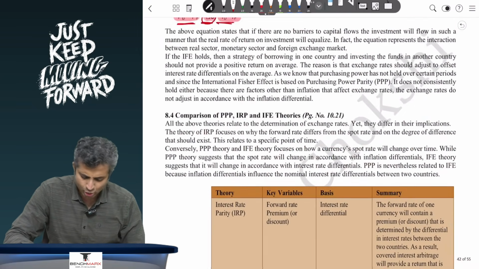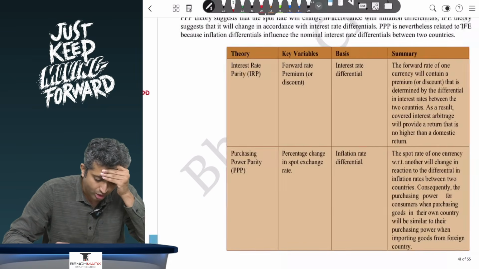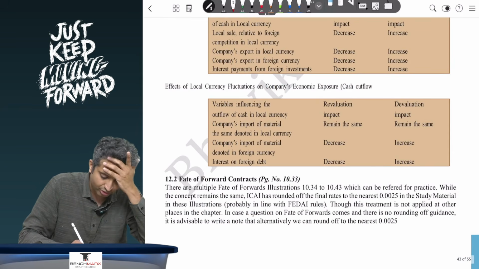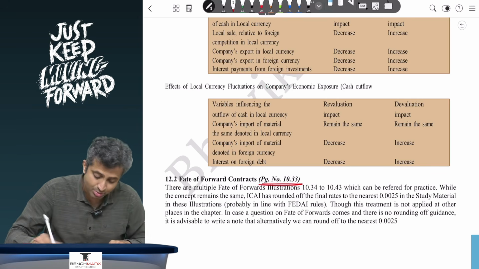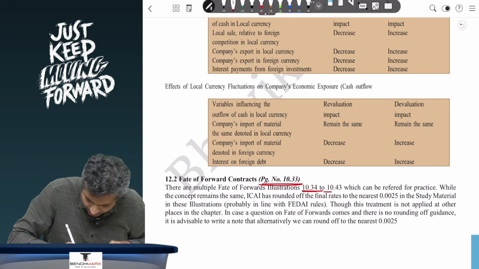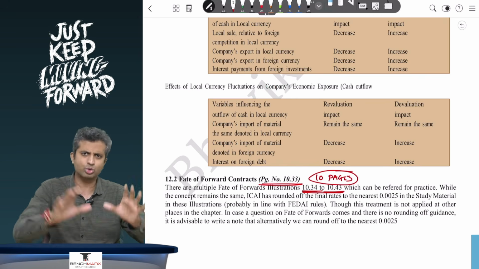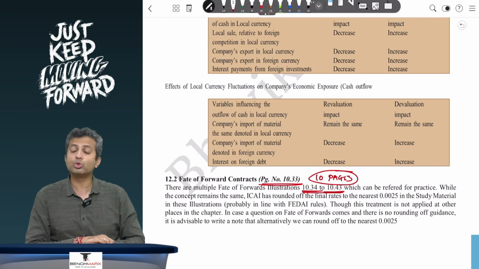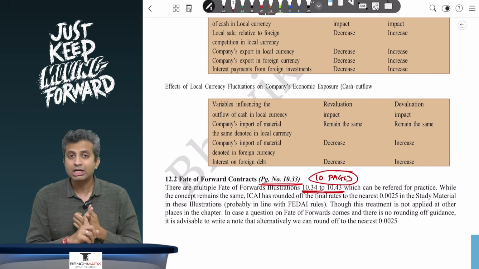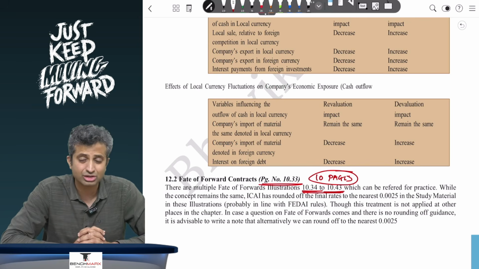Now, there was one particular problem which we want to discuss, which is on the fate of forward section. There are a few problems in the institute study material pertaining to the fate of forwards. This is between 10.33 to around 10.43, around 10 pages. If you want more practice on fate of forwards, we have done quite a few sums in the class. You would have also done that practice from wherever you have studied. But if you want to practice more, there are a few questions in this fate of forward section, which can include extension, cancellation, early delivery, late or automatic cancellation. All of these are covered.